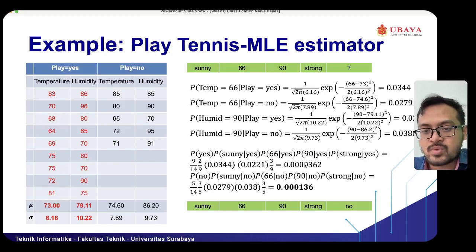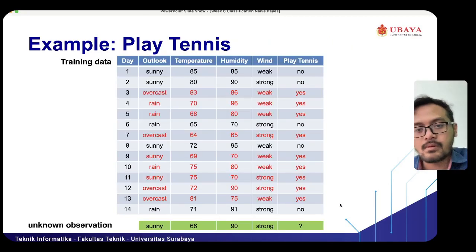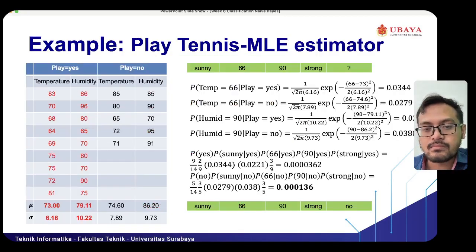And as you can see here, for this dataset, this observation, the probability for playing tennis equals yes is 0.000362, but for no it is 0.001366, so it is greater than playing tennis equals yes. So for this new observation, it will be classified as no. Okay, so that's all for the basic calculation in naive Bayes.